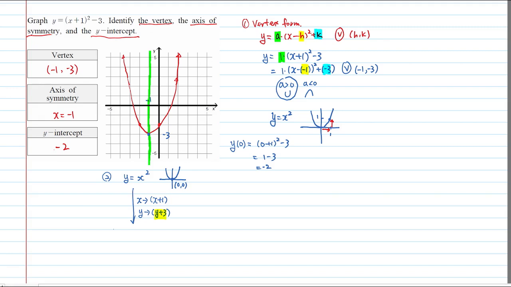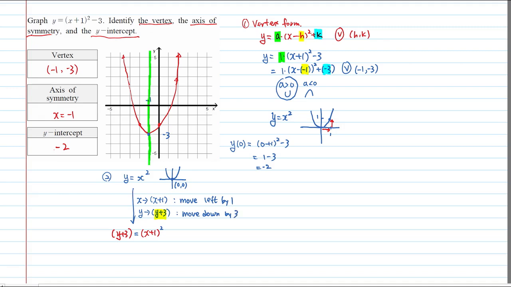So the end result will be y plus 3 is equal to (x + 1)². Now, what's the interpretation? Instead of x plus 1, you always think of the opposite. It's not plus 1, it's minus 1. So move left by 1. Instead of y plus 3, it's not plus 3, it's the opposite, negative 3. So it's moved down by 3.